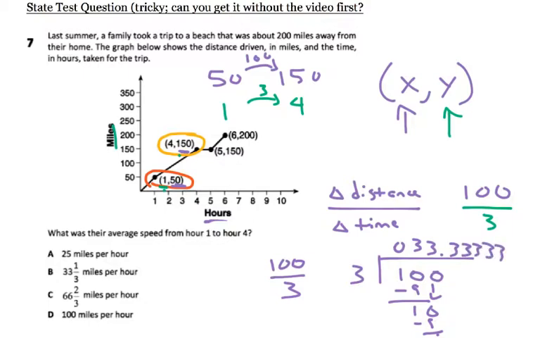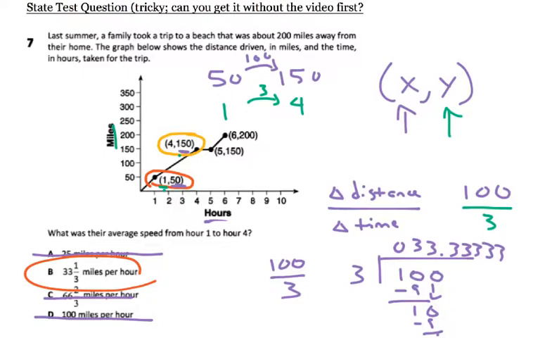But if I take a look over my answer choices, I see that 25 miles per hour doesn't make sense. I definitely know it wasn't 100 miles per hour because it was 100 miles in 3 hours. 66 miles per hour is too fast. Basically, they had to have gone about 33 1/3 miles per hour. That's the only answer that really makes sense in this situation.